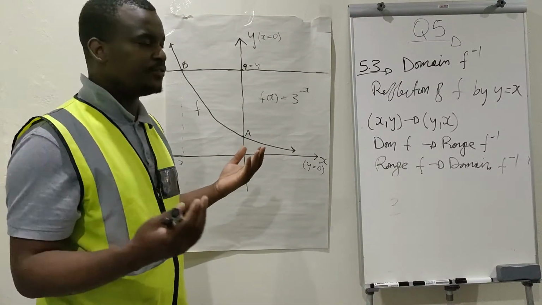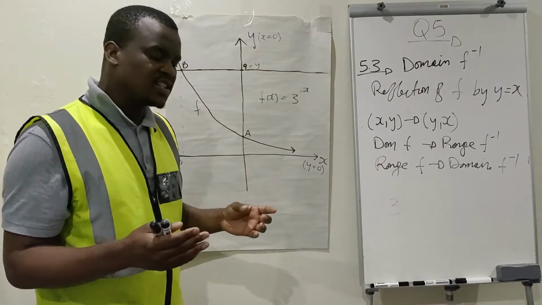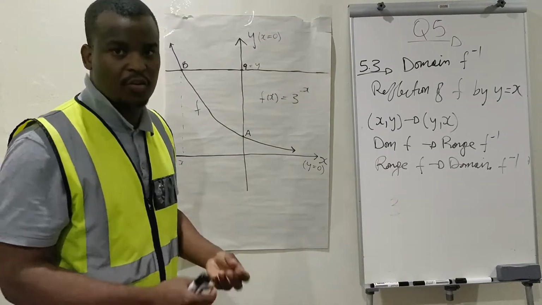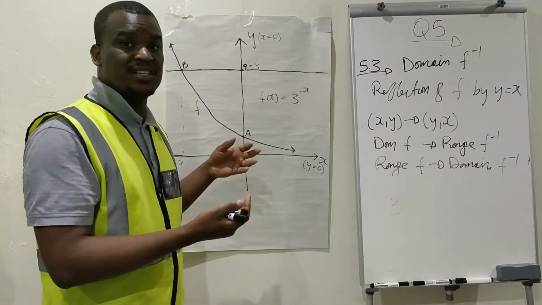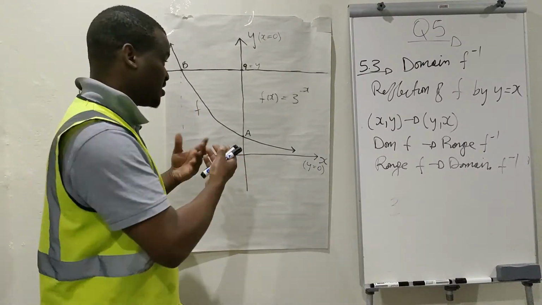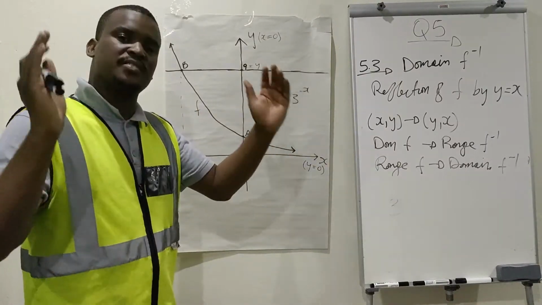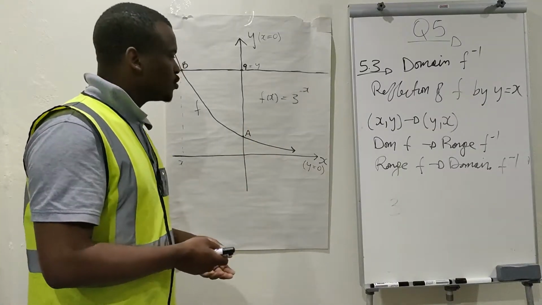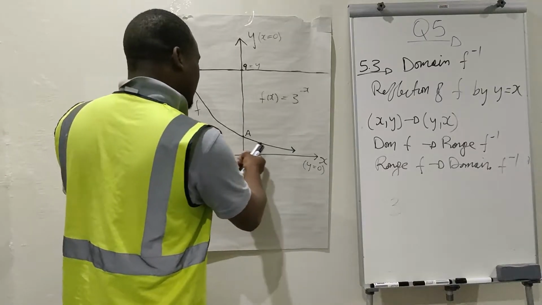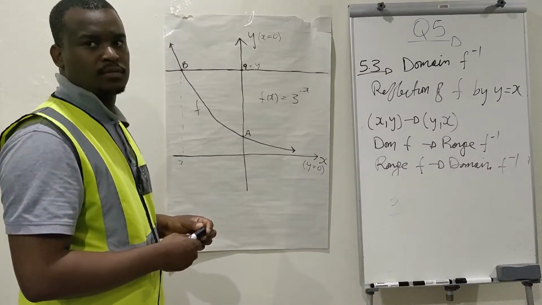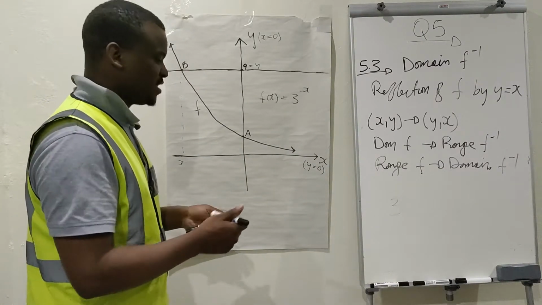That's how you find your domain. You're asking yourself, where is this function defined on the real line? As we say, this function is defined everywhere here, right? So what does that tell you?